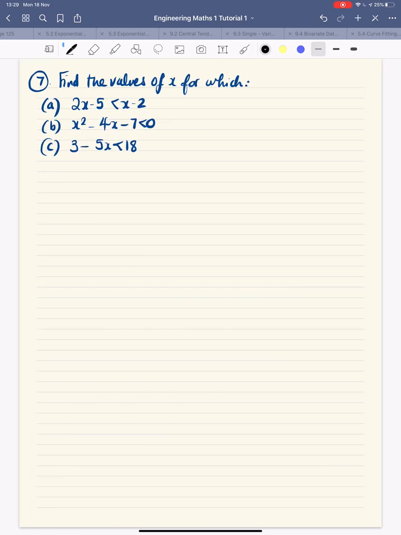That's right. Number 7. A. 2x minus 5 is less than x minus 2. Subtract x from each side.